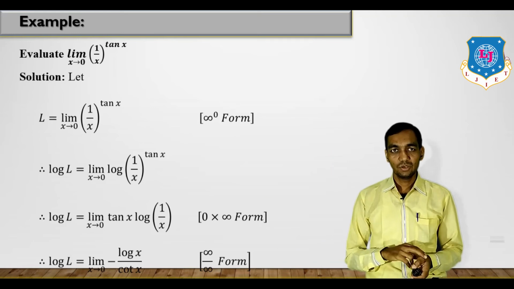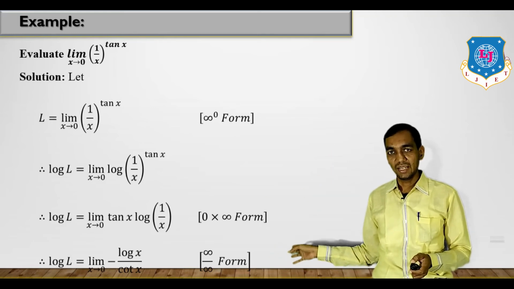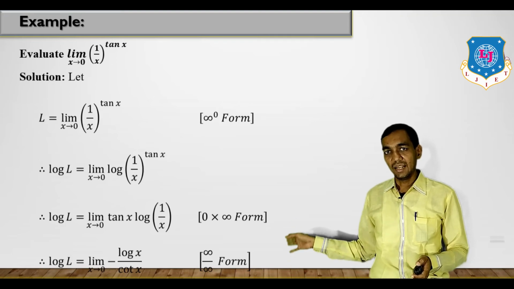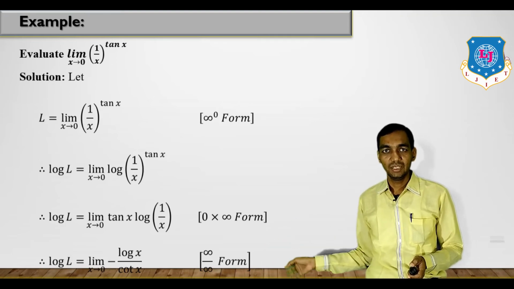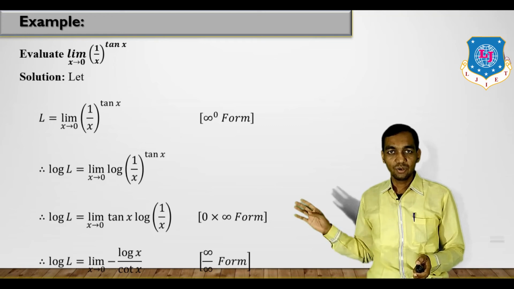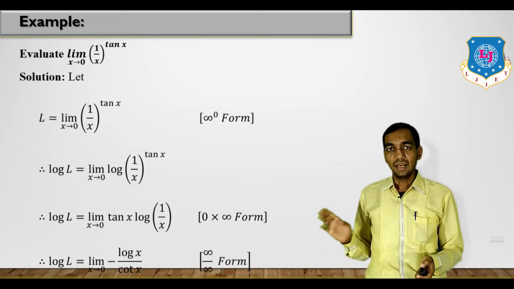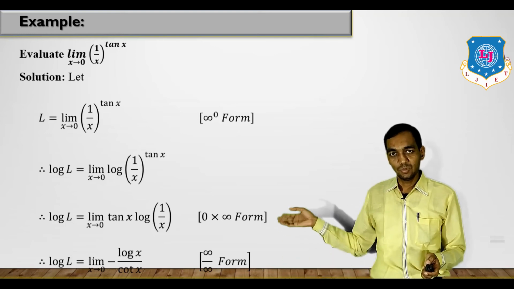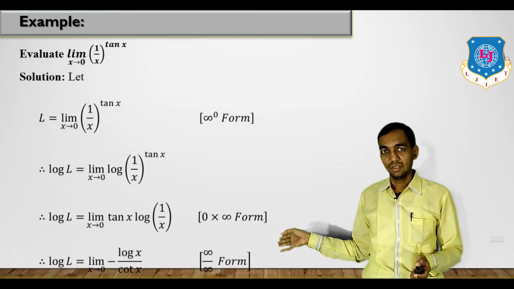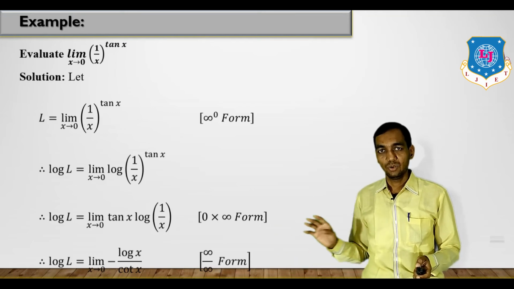taking the power in the multiplication of log, that will give you log of capital L is equal to limit x tends to 0 of tan x into log 1 upon x. Now this is 0 into infinity form. So either you have to write it in the form of 0 by 0 or infinity by infinity. Now tan x will be written in the form of 1 upon cot x, and log 1 upon x is equal to minus log x. So that will give you limit x tends to 0 of minus log x divided by cot x.